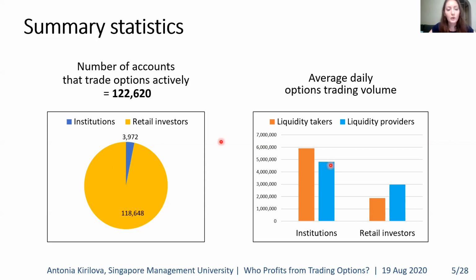So here I have plotted the average daily options trading volume of all investors, all investors who are institutions, and all who are retail. So the institutions generate about twice the trading volume on an average day. And when we compare liquidity takers and liquidity providers, we see that institutions tend to take more liquidity than they provide, while the opposite is true of retail investors, who tend to be the liquidity providers.